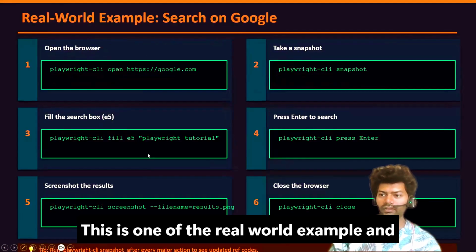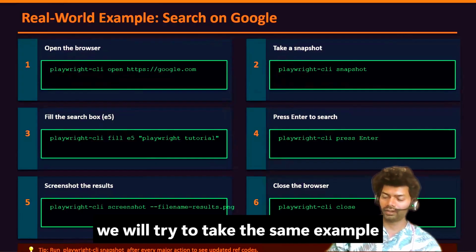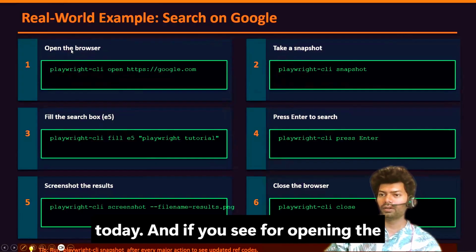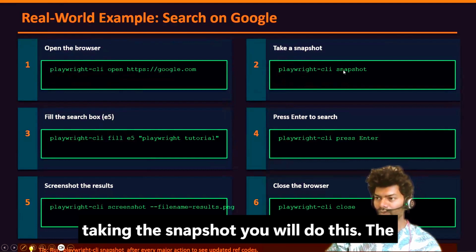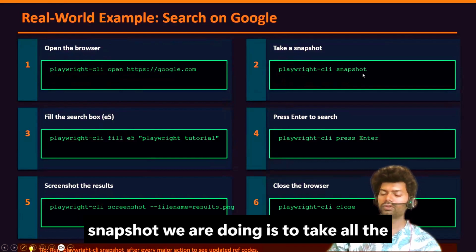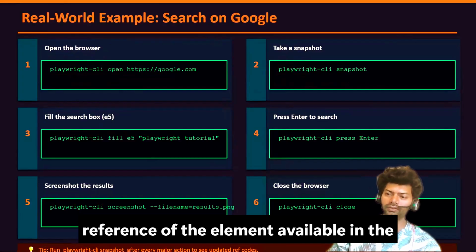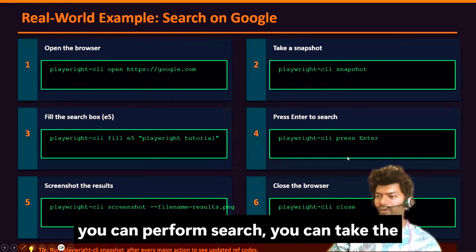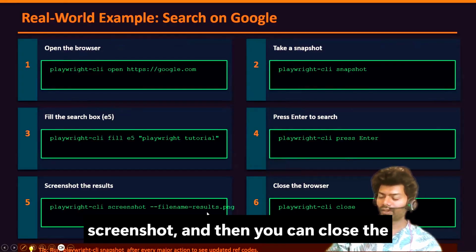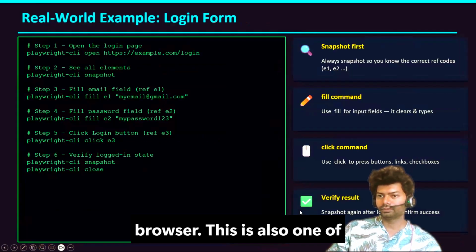This is one of the real world examples, and we will try to take the same example today. If you see, for opening the browser, you will use the open command. For taking the snapshot, you will do this. The snapshot is to take all the references of the elements available on the web page. And then once we have that detail, you can perform fill operations, you can perform a search, you can take the screenshot, and then you can close the browser.